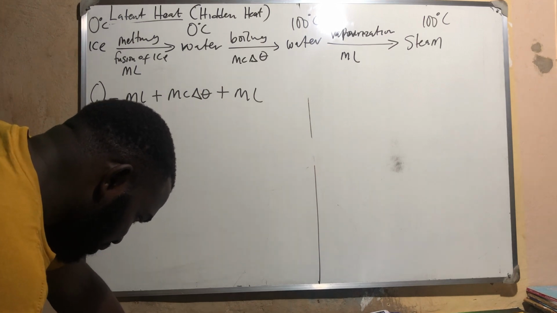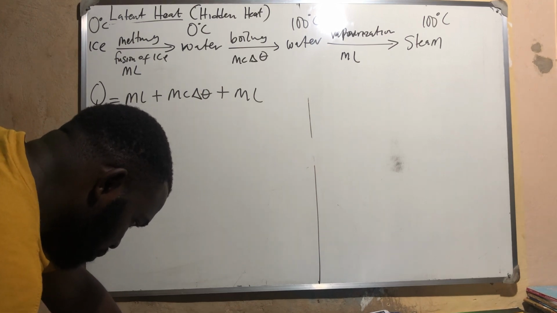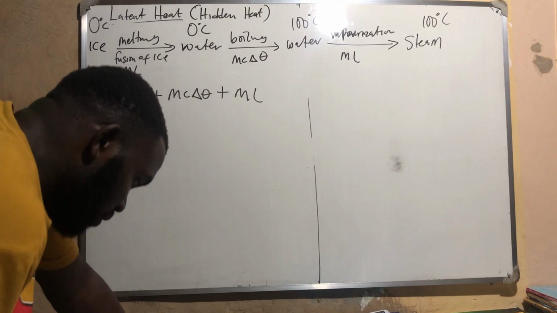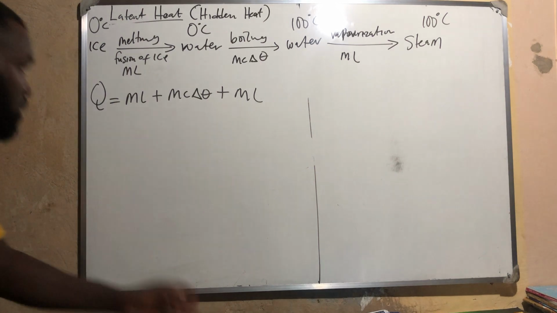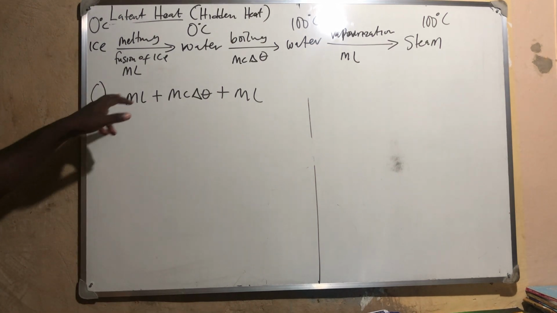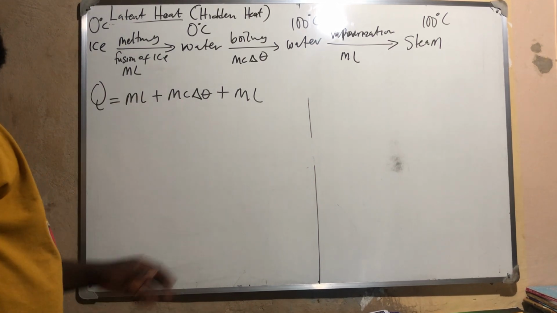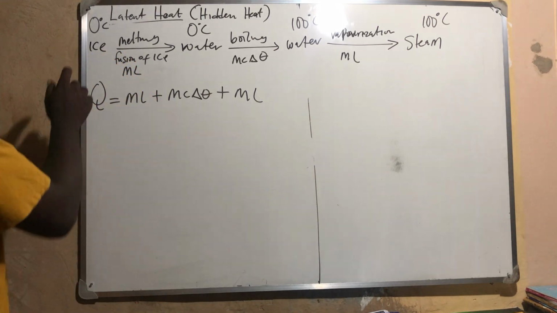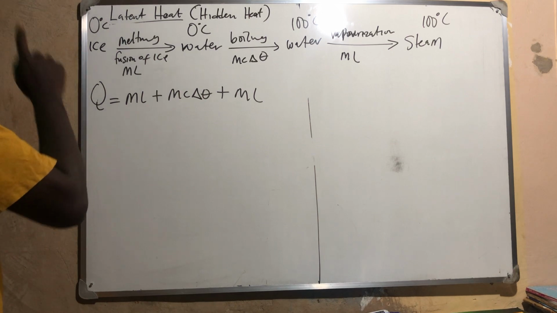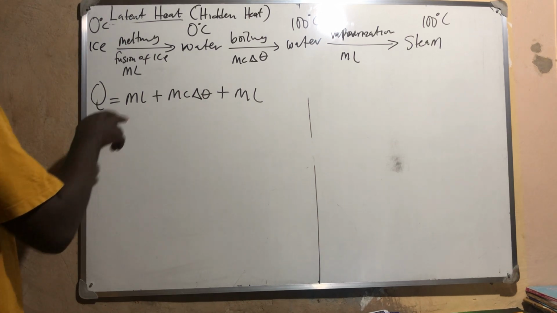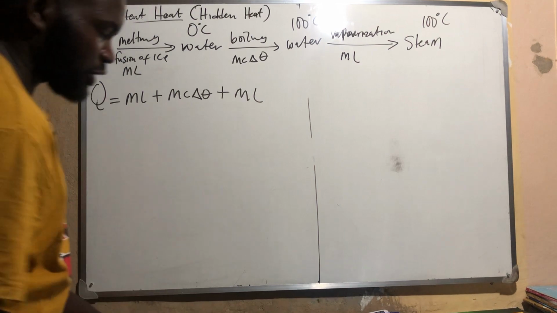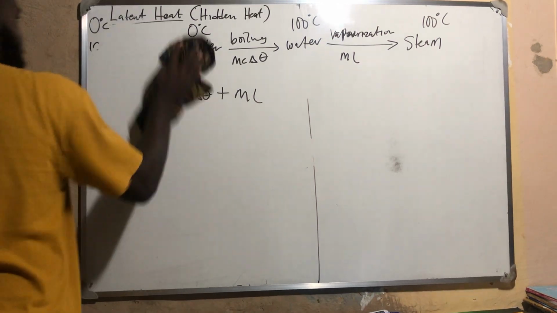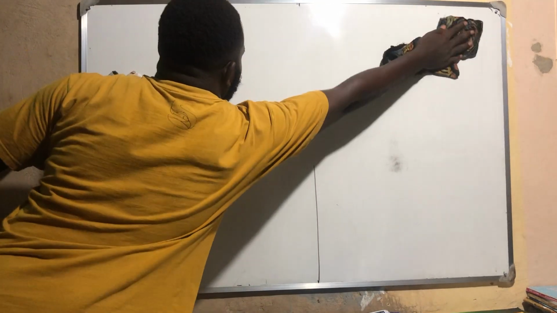For ice at minus 10 degrees Celsius to change to steam at 100 degrees Celsius, we have this. So from this, let us now solve calculations. Since we have known that Q is equal to ML plus MC change in temperature plus this, I hope you remember what Q is. Q is your latent heat, equal to ML plus MC change in temperature plus this. Why do we have this? I will show you why. So let us solve calculations to illustrate what we have done so far.